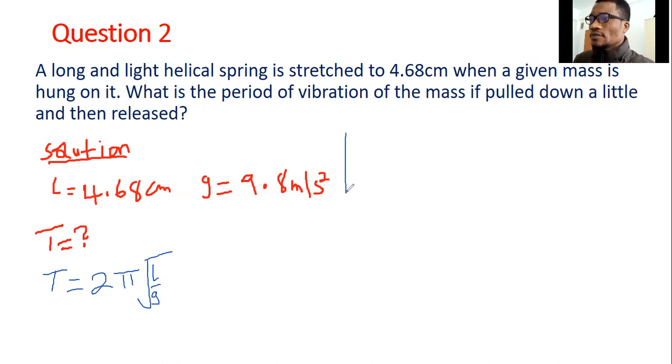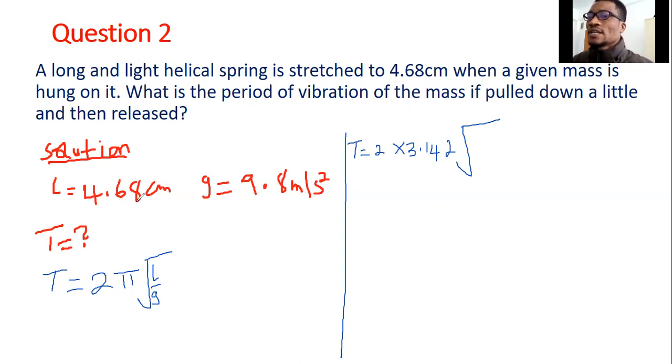And so let me bring everything here. We substitute again our values. So our time is equal to 2 times the value of pi, and then we take the square root of the length. I need to explain: length is given in centimeters, so we need to convert this to meters. To convert into meters, we say 4.68 divided by 100.